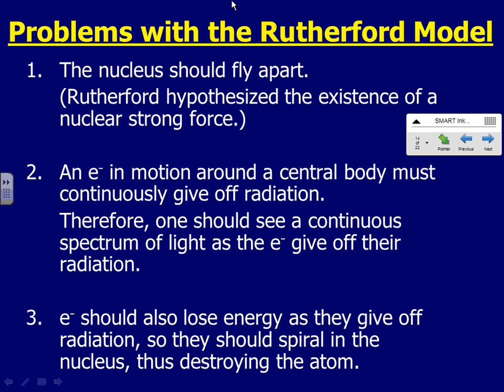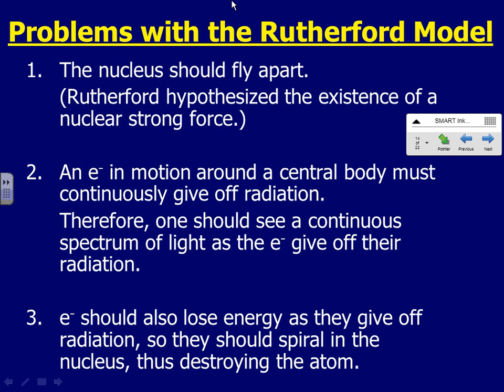And that is problems with the Rutherford model, all right? Number one, the nucleus should fly apart. It contains a whole bunch of positive charges. They should be repelling each other, and those positive charges should just take off all over the place. So Rutherford hypothesized the existence of a force that exists in the nucleus that holds them together. He called it the nuclear strong force, again showing Rutherford's great ability to name things. And we now know and we've measured the strength of this force that holds everything together.